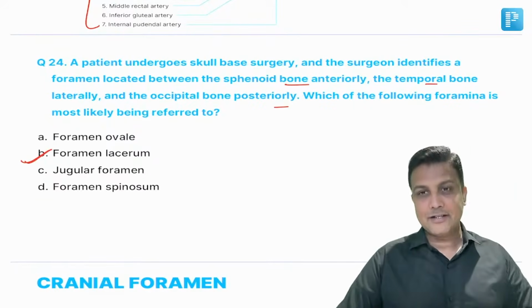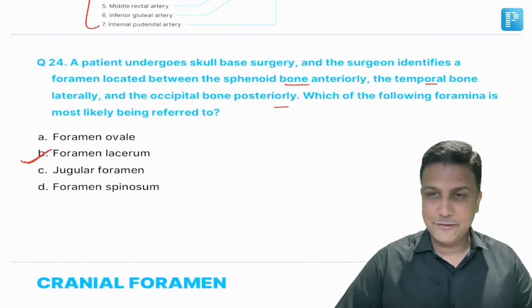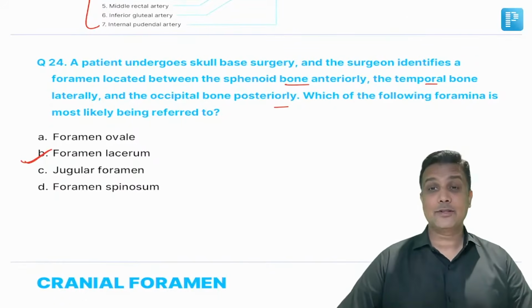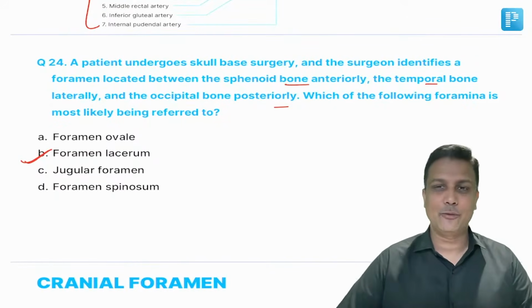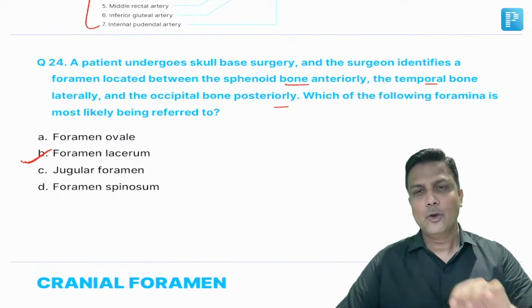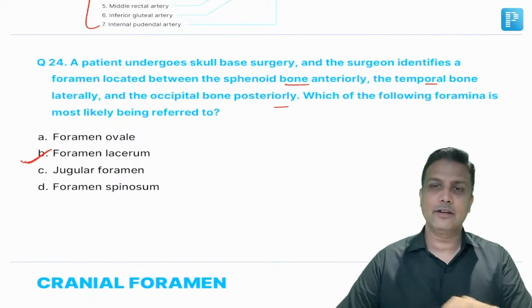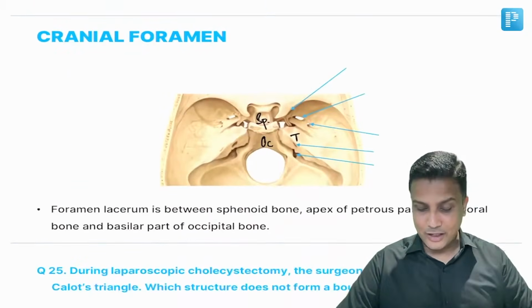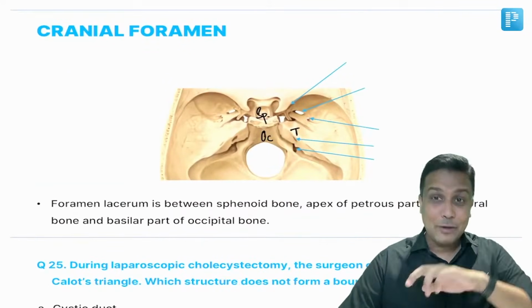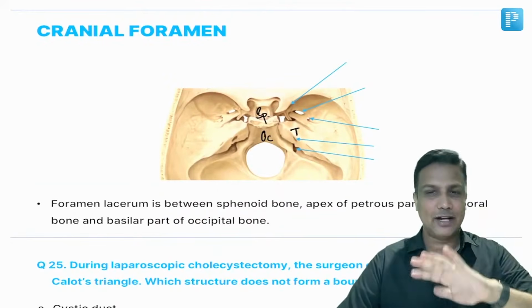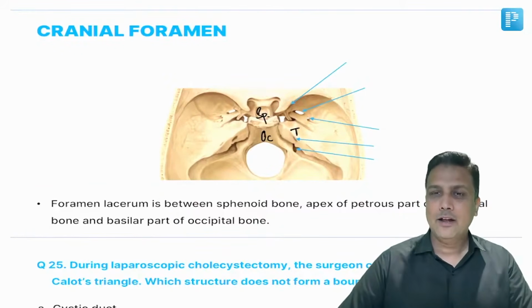In fact, to be very frank with you, my dear friends, remember foramen lacerum is not like a proper foramen. It's not like a proper opening. It's just like a space which is left between the three bones. So between the sphenoid and the temporal and occipital, between those three bones, there's a space left, and that space is nothing but your foramen lacerum. Fine.